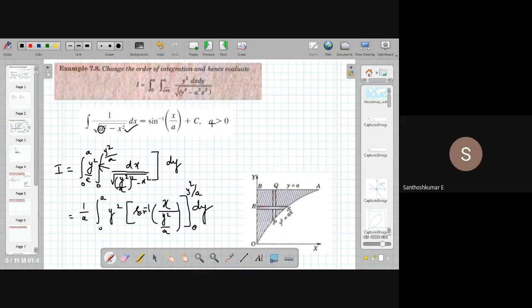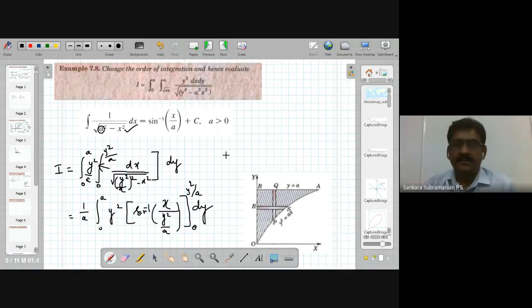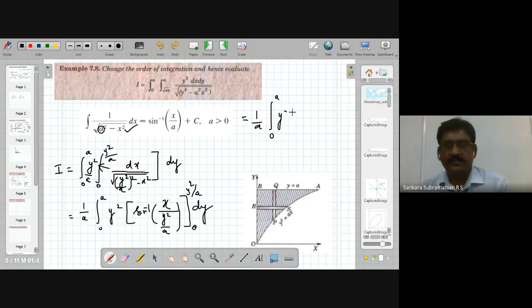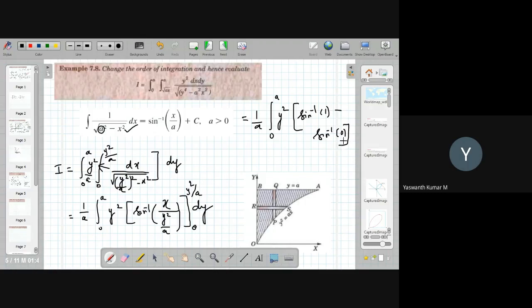sin inverse 1 we can put as pi by 2. Yes, 5 by 2. This is 1 by a. Okay, integral 0 to a y square. If you go for upper limit, you get sin inverse of 1 upper limit minus, if you go for lower limit, you get sin inverse of 0, and into dy.